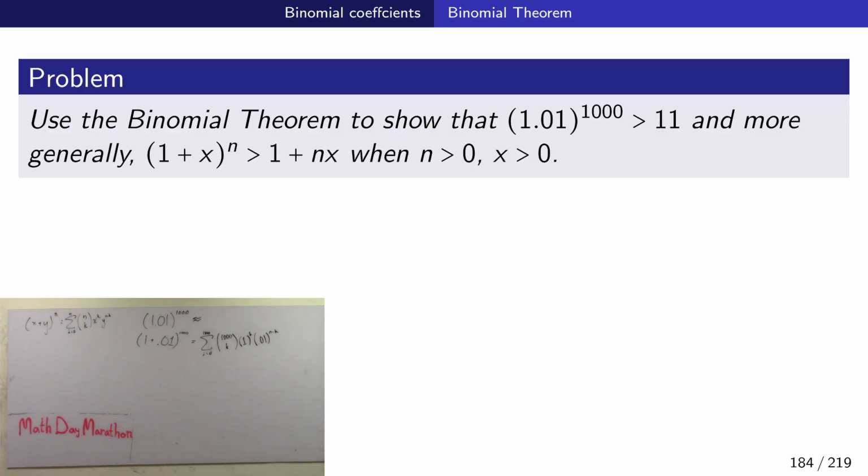Now, what can we do here? Well, there are 1,001 terms here. So I would rather not worry about all of them. I'm just going to look at the very first and the very last term. Let's see what those are. So the very first term is going to be 1,000 choose 0, times 1.